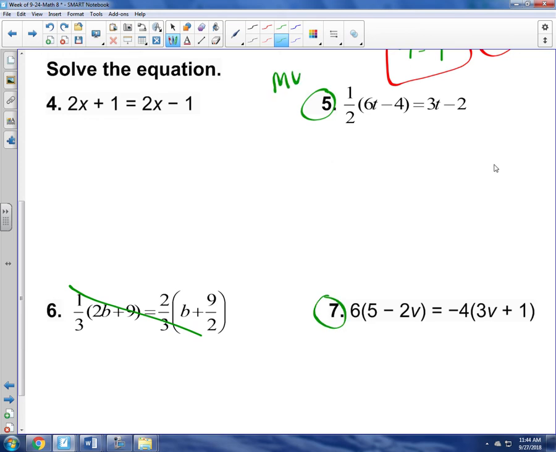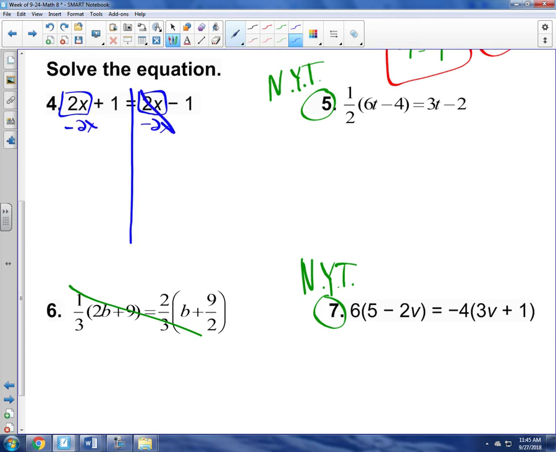So I'm going to put NYT, that means now you try. It's something you'll start to see a lot as you do this. So I'm going to do this problem real quick. I'm going to box this, I'm going to collect all of these by moving them. So subtract on both sides, that's gone. Well, what do I have left?